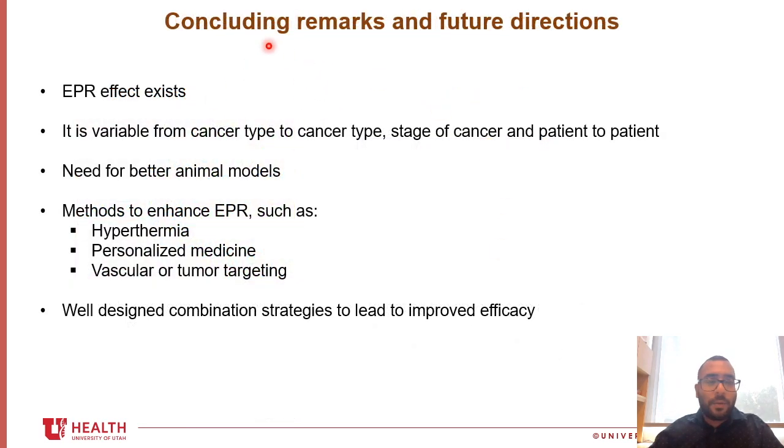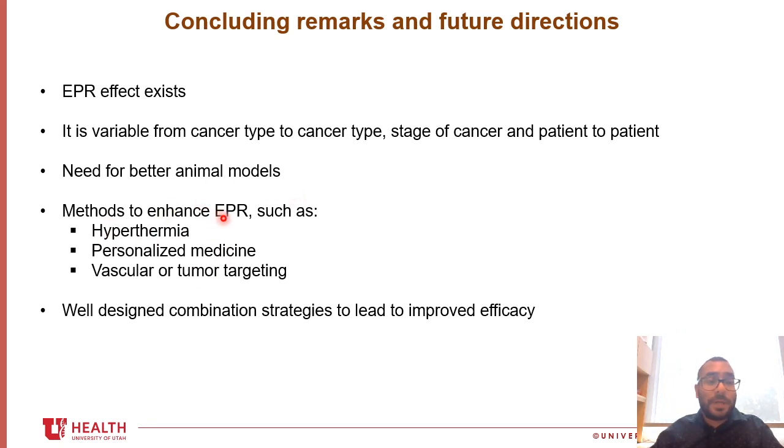So with that, I'd like to go over some concluding remarks and future directions. We know that EPR effect exists. It is variable from cancer type to type, depends on the stage of the cancer, and depends from patient to patient. We need better animal models, and that's the future direction. We need better animal models where we can have the debate whether EPR is applicable in this animal model or not, because right now we see EPR present in every animal model, but that's not true when it comes to human clinical trials.